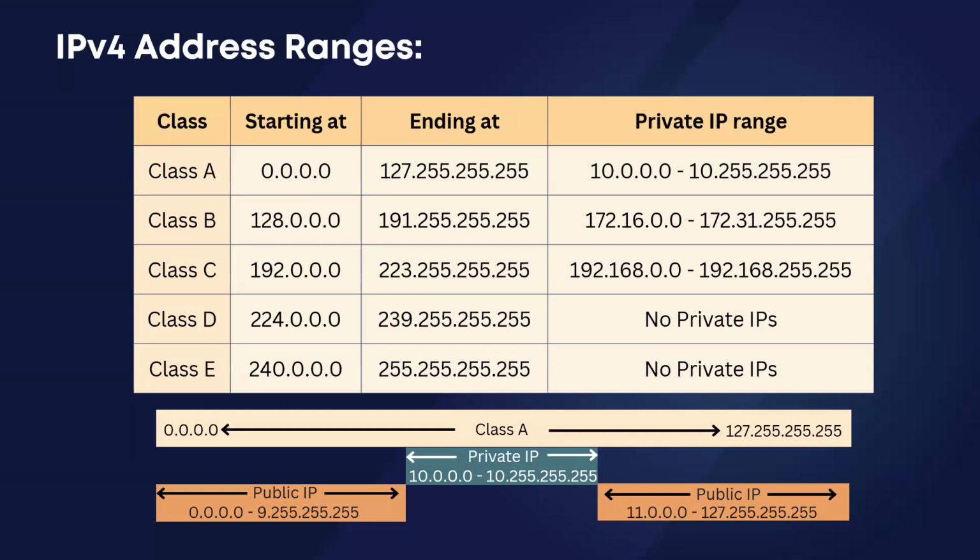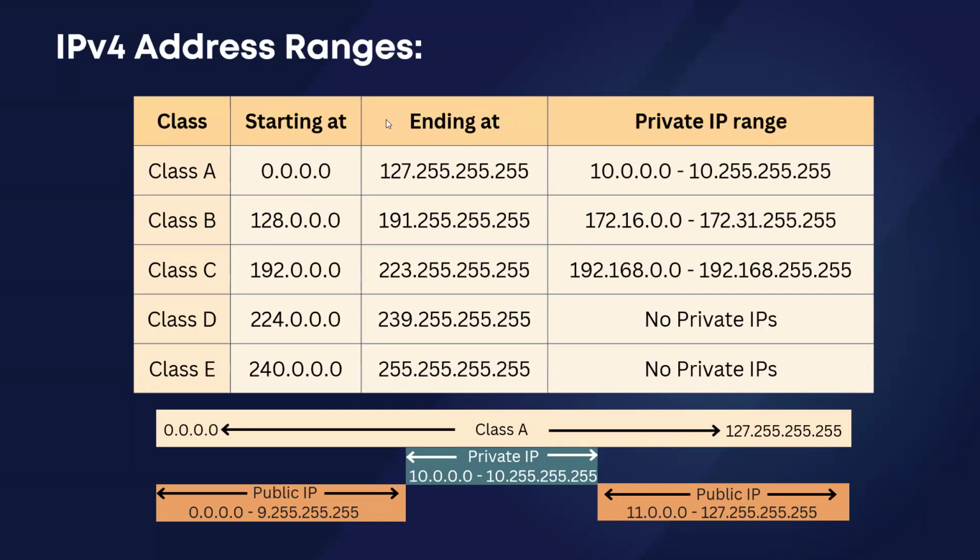And since it's ending at 191, class C starts at 192. From 192.0.0.0, it goes all the way up to 223.255.255.255. Since it's ending at 223, class D starts at 224. From 224.0.0.0, it goes all the way up to 239.255.255.255. Since it's ending at 239, class E starts at 240. And from 240, it goes all the way up to 255.255.255.255.